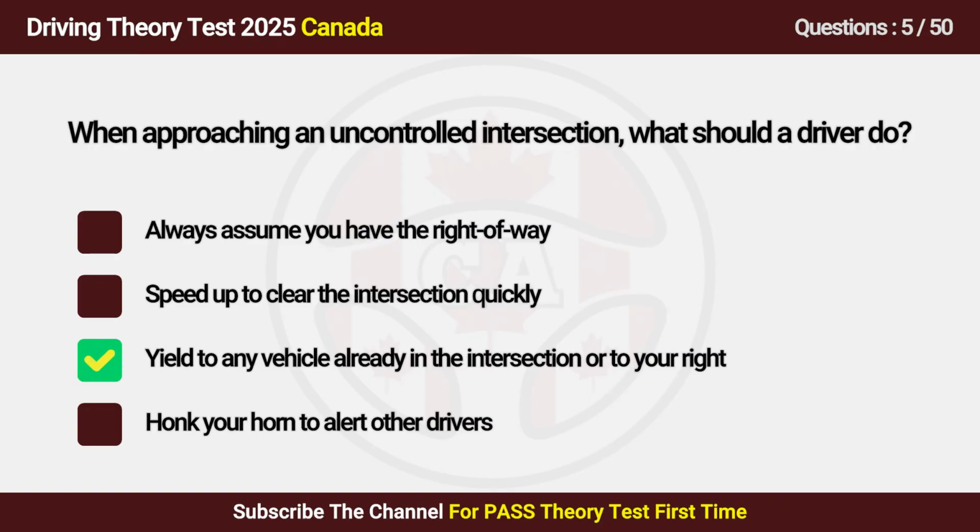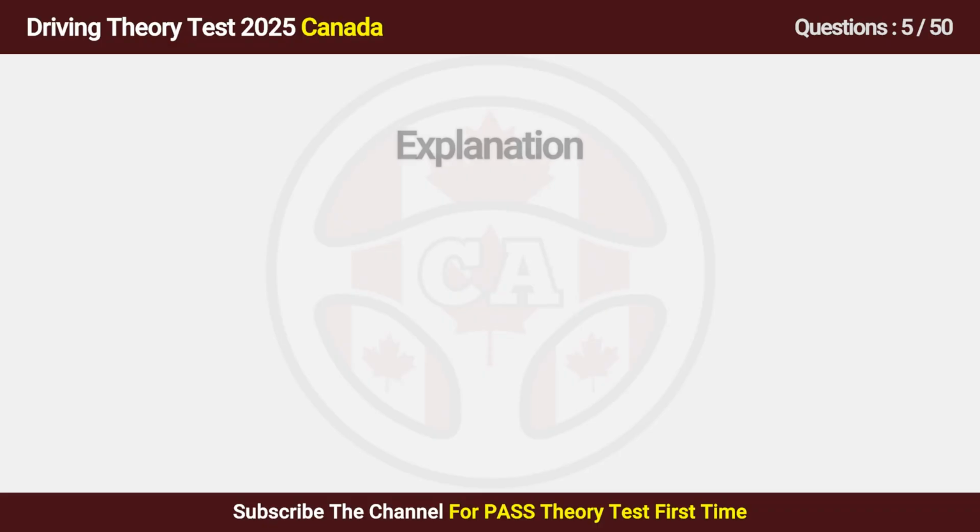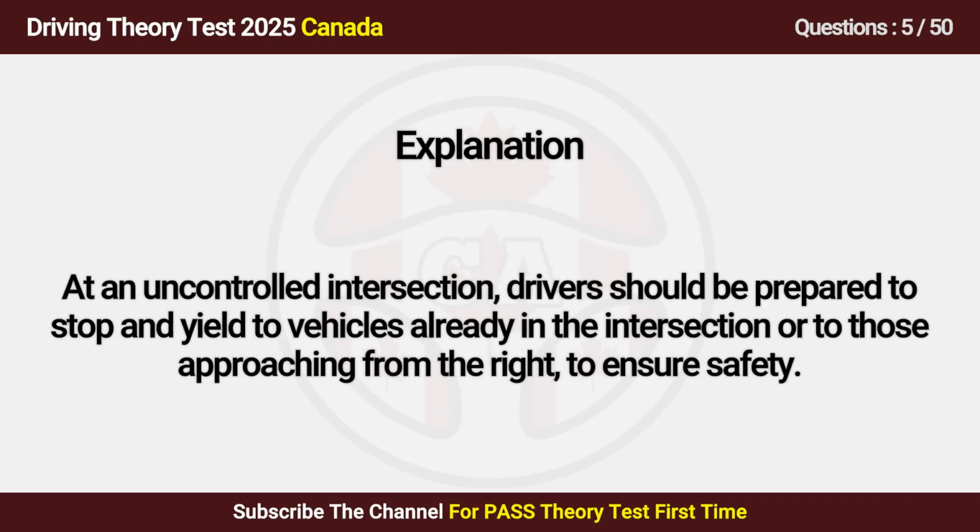Answer is C. Yield to any vehicle already in the intersection or to your right. At an uncontrolled intersection, drivers should be prepared to stop and yield to vehicles already in the intersection or to those approaching from the right, to ensure safety.